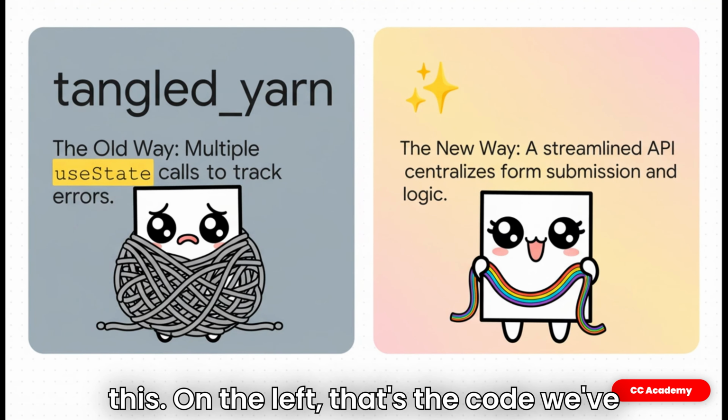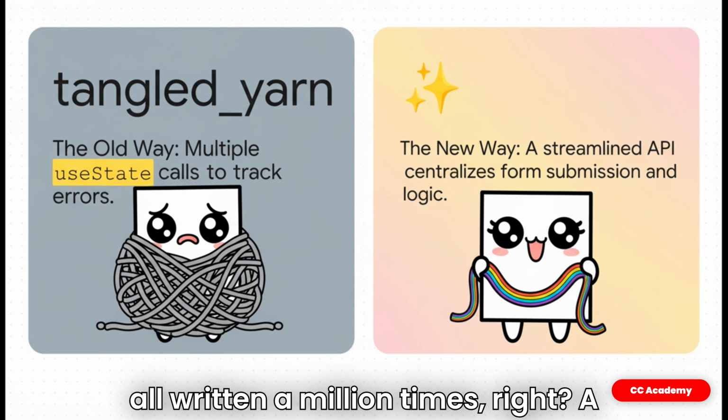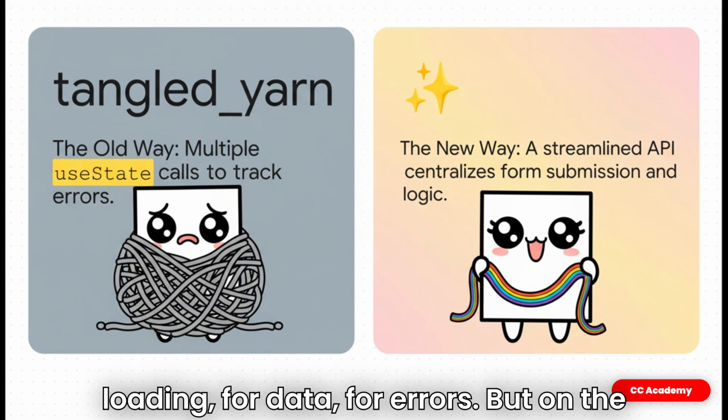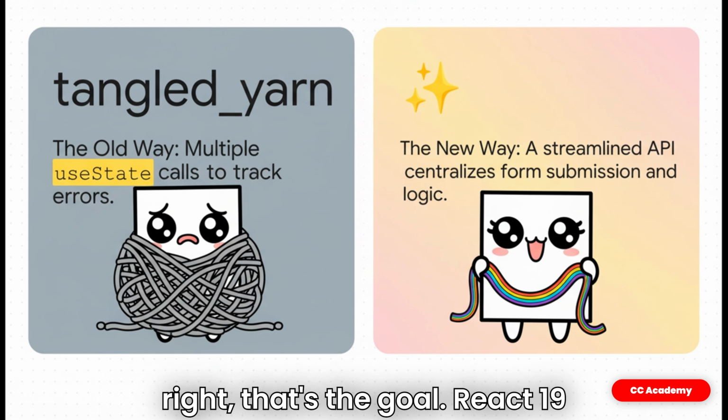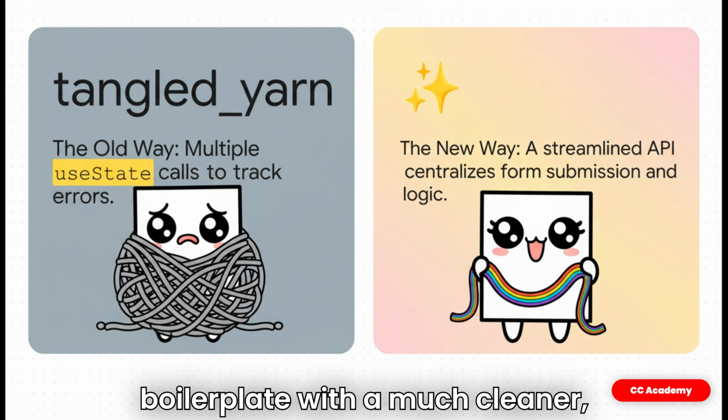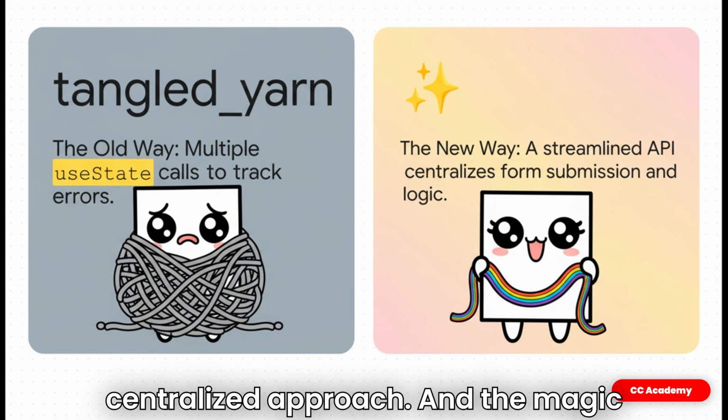Just look at this. On the left, that's the code we've all written a million times, right? A total tangle of useState calls for loading, for data, for errors. But on the right, that's the goal. React 19 wants to completely wipe out this kind of boilerplate with a much cleaner, centralized approach.